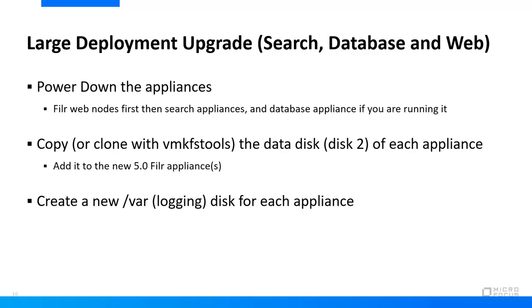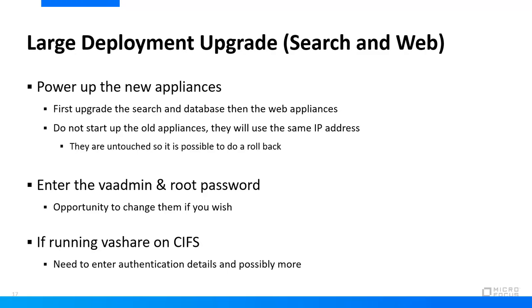So again, you need to power down your existing appliances. But when you power down, same as always, power down the Filr web nodes first, then the search appliances and database appliances. You don't want to take away the search appliance or database appliance whilst the web appliance is running. So do it in the right order. We then copy that data disk across to the new Filr appliances, and we create that new logging disk for each appliance.